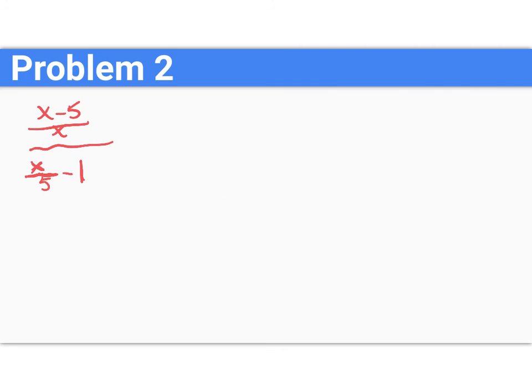Okay, here's our second problem. There's not much to do in the numerator, so leave that alone. And we're going to make the bottom x minus 5 over 5 because 1 is 5/5. So x minus 5 over 5 is the bottom. So we take x minus 5 over x, divide that by x minus 5 over 5.